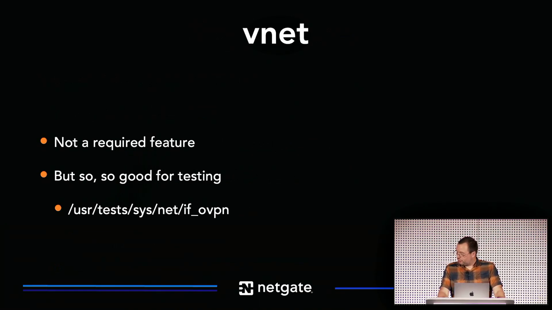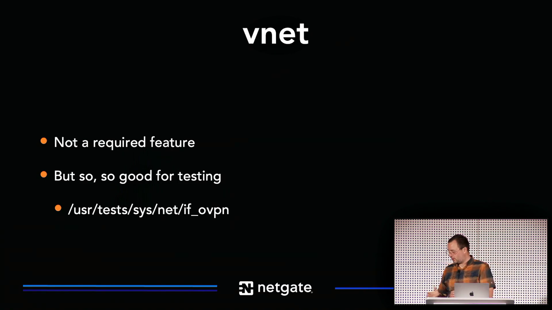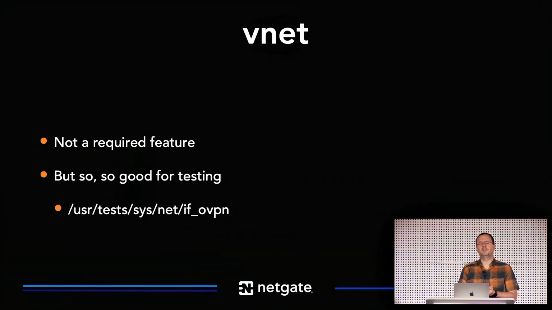Final point I wanted to talk about is VNet. For those of you who were in the previous talk, Igor gave a good overview. For those of you who were not, think of VNets as Linux network namespaces. This is not a feature that was required for the use case that Netgate had in mind, but I added it anyway because it is extremely useful to test.